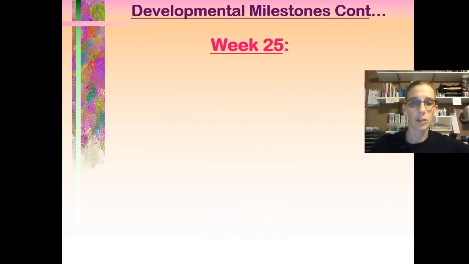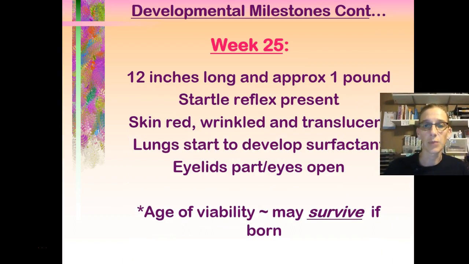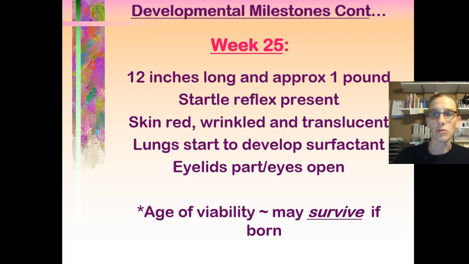All right, week 25, we have the baby is 12 inches long and approximately 1 pound. The startle reflex is present. They have red skin, wrinkled and translucent. The lungs start to develop surfactant, which is very important for transitioning to outside of the womb. The eyelids part and the eyes open.